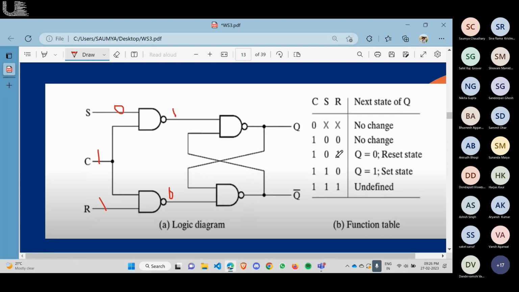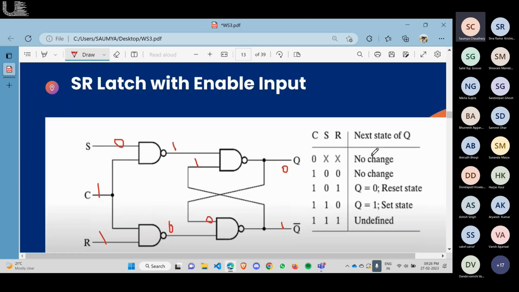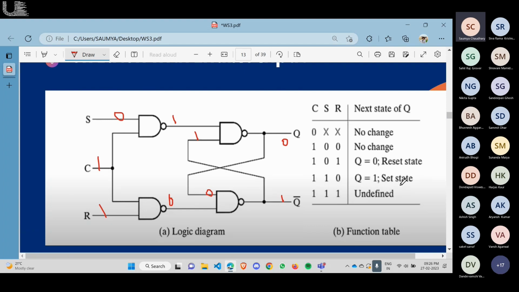But in this case, let's say Q is 0 and Q prime is 1. So this 1 will go here. 0 and 0 will give 1, and 1 and 1 will give 0. So we're getting Q equal to 0. As I told you, when Q is 0, we call it the reset state. When Q is 1, we call it the set state.